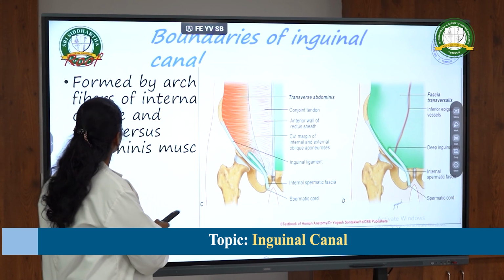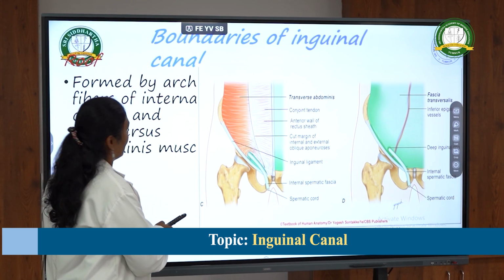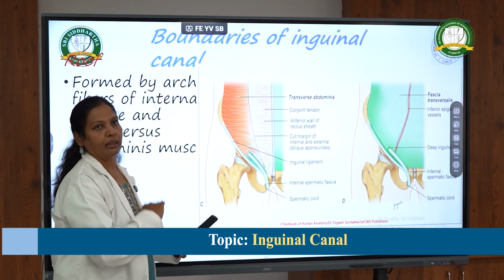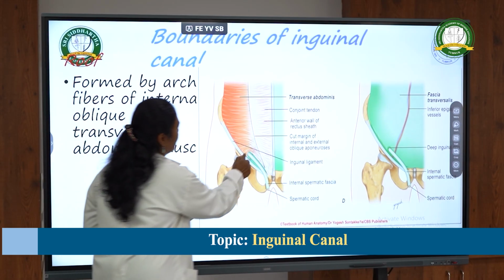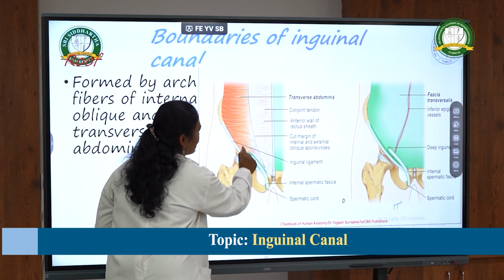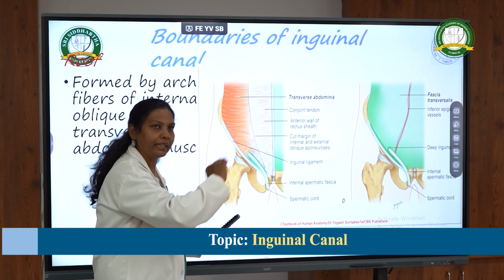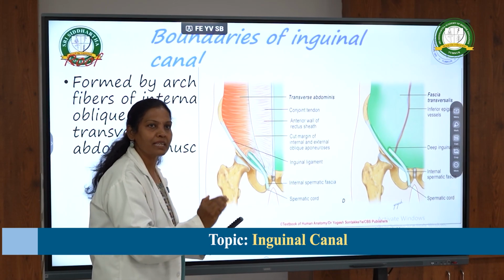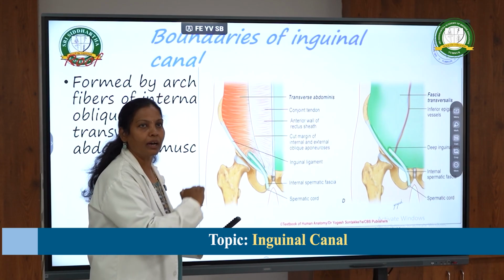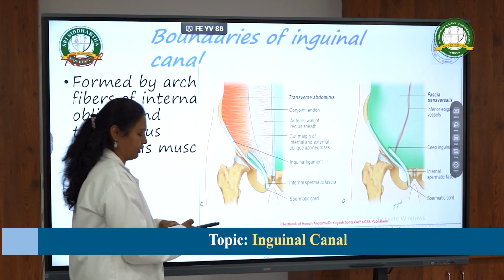Next is the roof of the inguinal canal. As you can see here, it is formed by the fibers of the internal oblique abdominis muscle and also the transversus abdominis. So they form the roof of the inguinal canal.